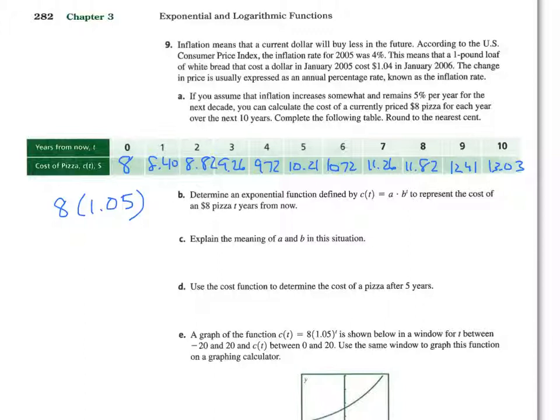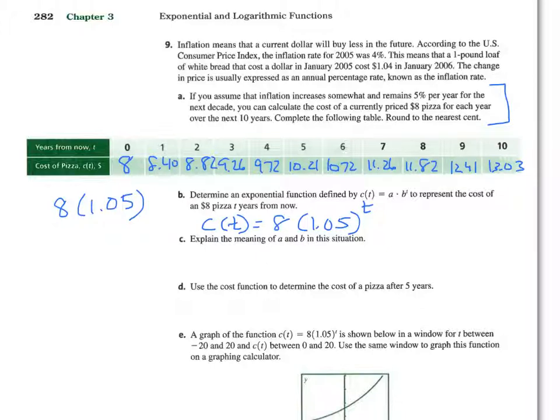Okay, so now we're going to determine the function. Again, even from the beginning, we didn't even need this table. Just from right here, I could have written the function. I knew my initial price, which was 8, and I know my growth factor is 1.05. That means it's growing by 5%. Remember, the 1 is just keeping the initial cost of the pizza, and then the 0.05 is what it's growing by. I can check this function out. If I put in t equals 0, I should get the 8 out.